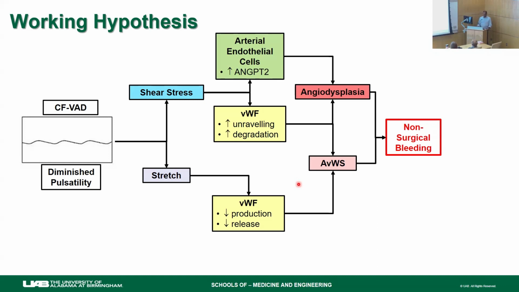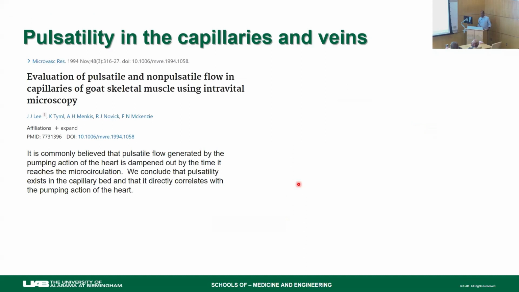And then we went back and we had to look at the literature. And we found out that there is indeed pulsatility in the capillaries. This is a study where they used intravital microscopy with goat skeletal muscle and looked at capillaries within that skeletal muscle. This is from the abstract. It says it's commonly believed that pulsatile flow generated by the pumping mechanism of the heart is dampened out by the time it reaches the microcirculation. But they conclude that pulsatility exists in the capillary bed and that it directly correlates with the pumping action of the heart.